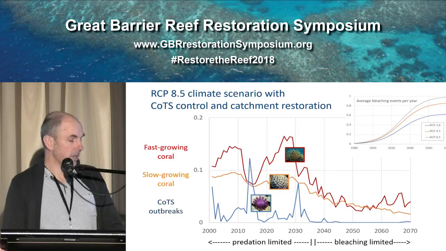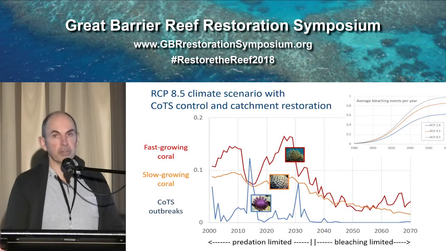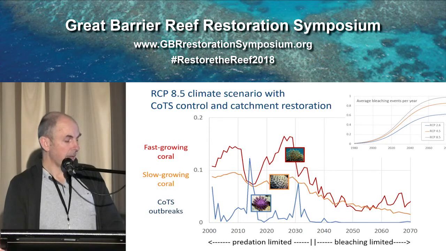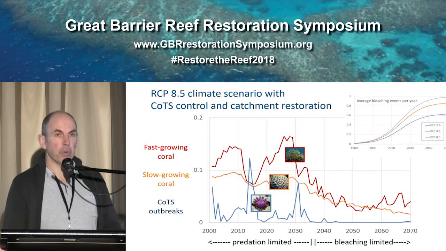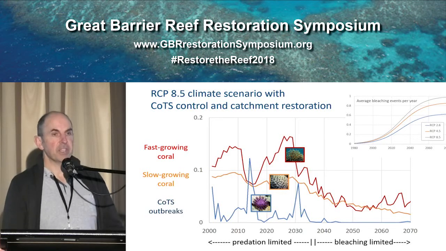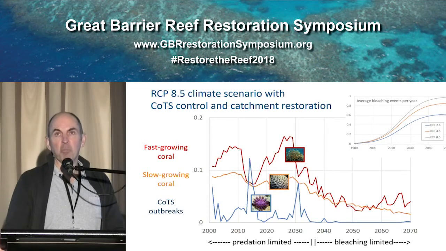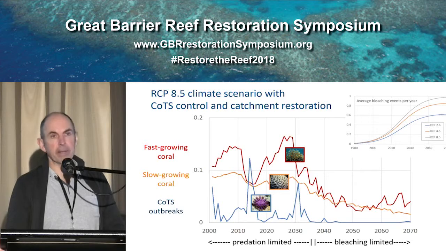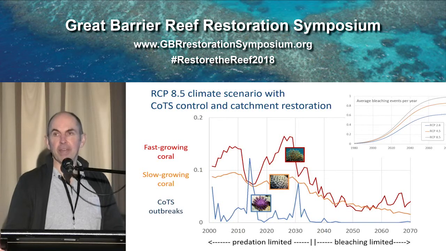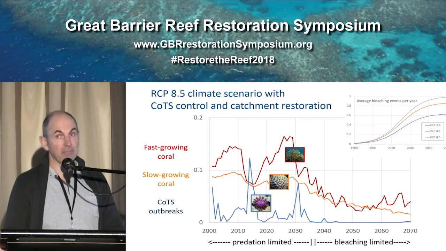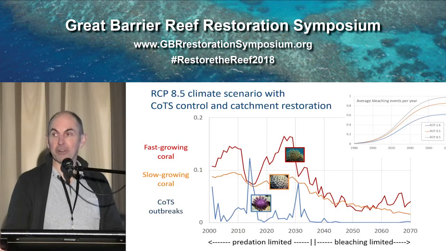So then you can see you're getting the corals responding to the CoTS outbreaks, up to a point in time. In this scenario, RCP 8.5 is the three-degree climate change scenario. So it's fairly extreme, but looking increasingly realistic.